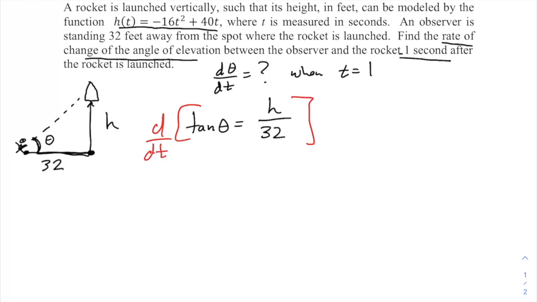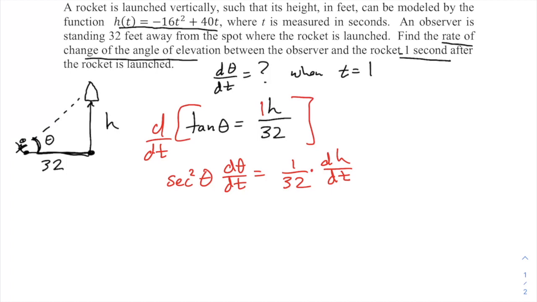Okay, so the derivative of tangent of theta is secant squared of theta d theta dt equals, and this is just 1 over 32 times h. No quotient rule necessary over here. It's just a constant coefficient of 1 over 32, but times dh dt. And okay, you may be thinking, hey, they didn't give me dh dt. They didn't tell me the rate of change of the height. So this is an interesting little problem.